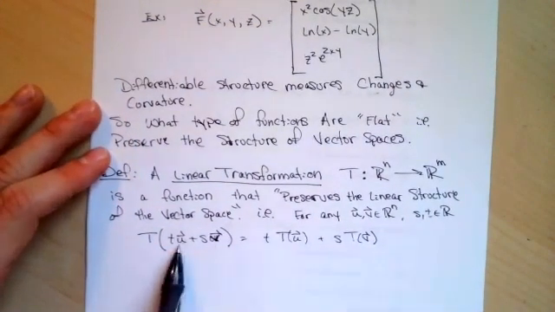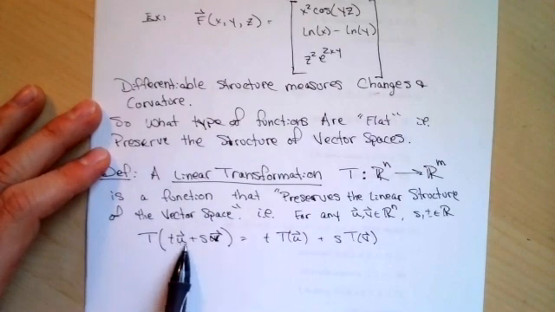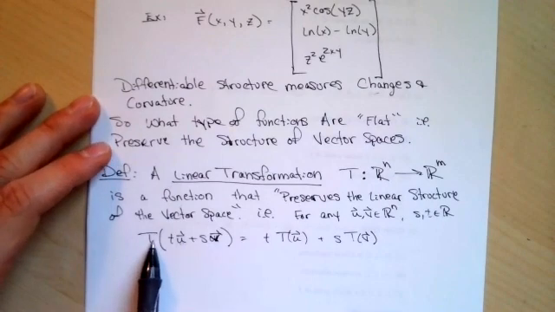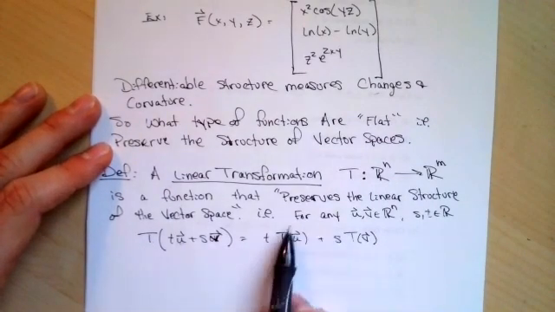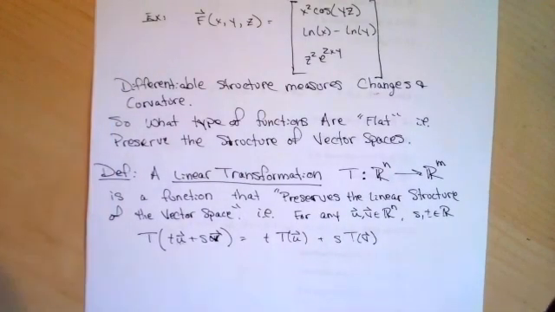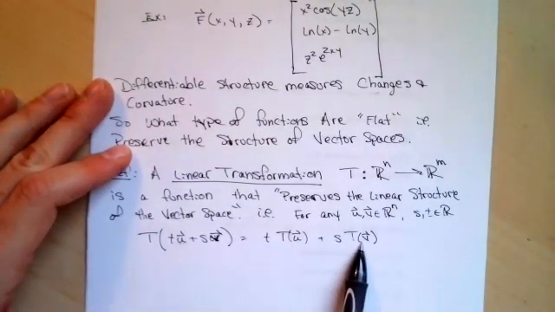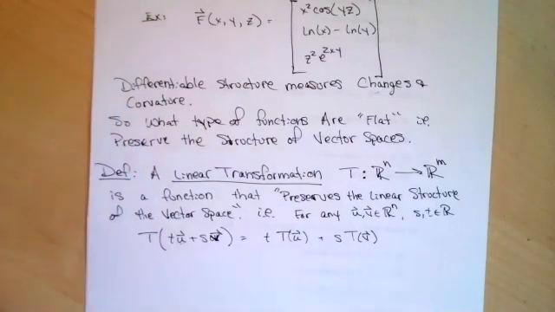So here I have a linear combination of two vectors, u and v, where I take t times u plus s times v, then apply the transformation. That's going to be the same as performing the transformation on u, performing the transformation on v, and then from those vectors, doing the linear combination, namely multiplying the first by t, the second by s, and then adding them.